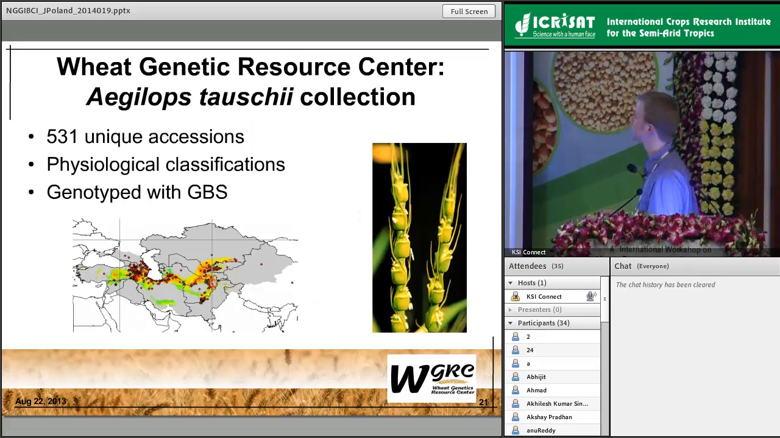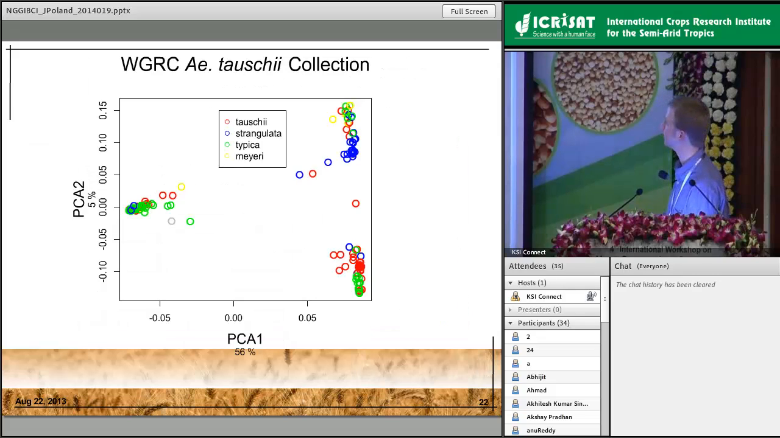And so what we can do is compare that to some of these rich genetic collections that we have. At Kansas State in the Wheat Genetics Resource Center, we have 500 some unique accessions of the Tauschii species. We genotyped this whole collection with GBS, and I'll show how these are physiologically classified as well. So here's the distribution and the locations of collection of those accessions across Central Asia. And here's a nice picture of this weedy species.